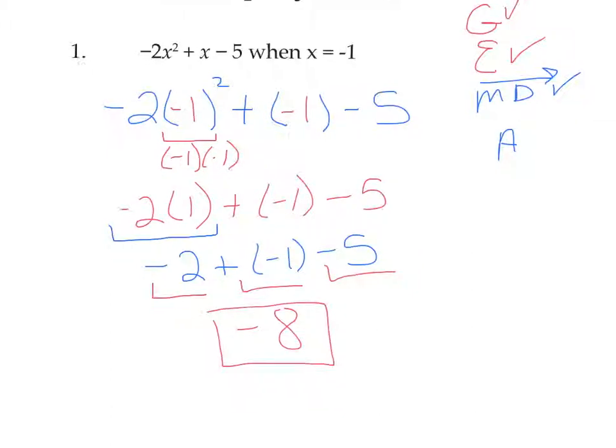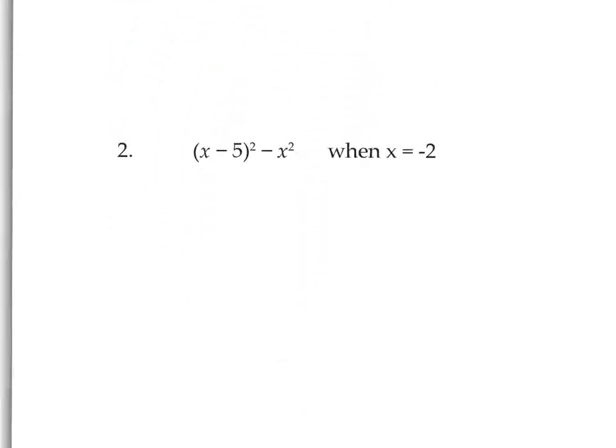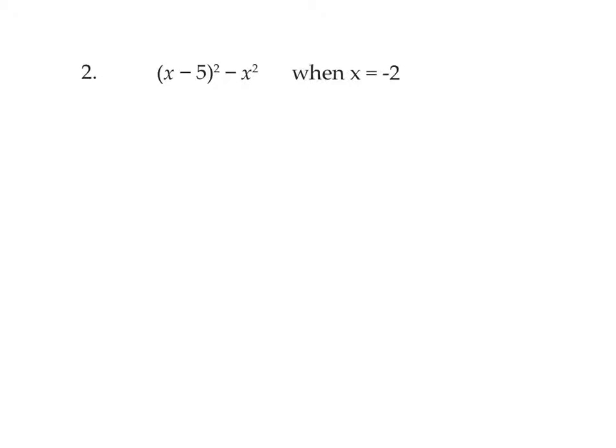So I think we've got another one down here below. All right, we're going to evaluate this polynomial when x equals negative 2. So again, I'm going to start off by writing the expression, leaving out the variables, replacing them with parentheses, and then inside the parentheses, the value for the variable. And now I just proceed with order of operations.